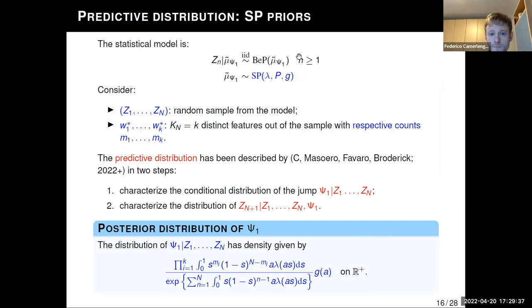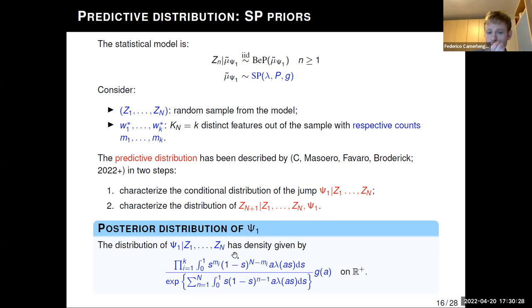So just to sum up, this is the statistical model we are dealing with. We are considering Bernoulli processes, and we assume to work with a scaled process prior. Again, I assume to observe a sample of size n, and we assume that the sample displays k distinct features with respective counts m1 to mk. And we have characterized the predictive distribution in two steps. First of all, we have characterized the conditional distribution of the largest jump C1 conditional on the sample. And then we have characterized the distribution of the next individual given C1 and the initial sample.